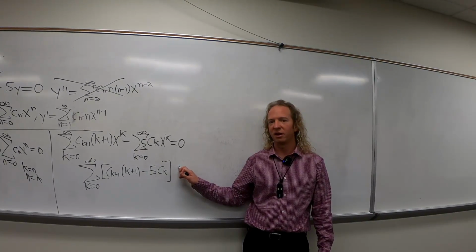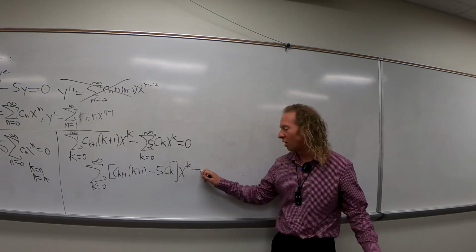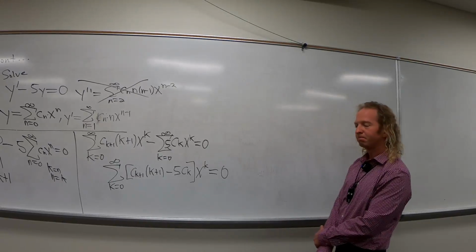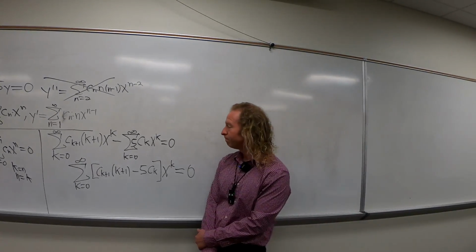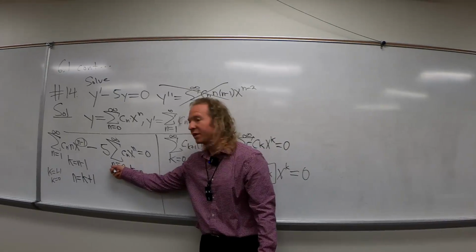What's missing here? x to the k. Very good. I see how x to the k. Oh, and this is all equal to 0. Yes, Matthew? For the second part, shouldn't k equal negative 1? No, because all we do is replace k with n.